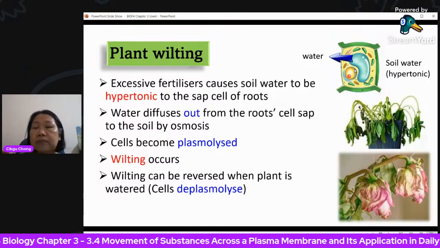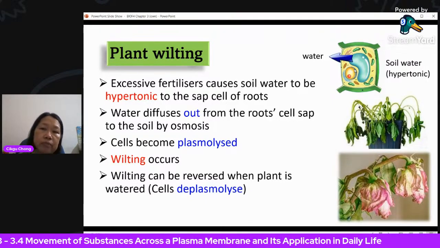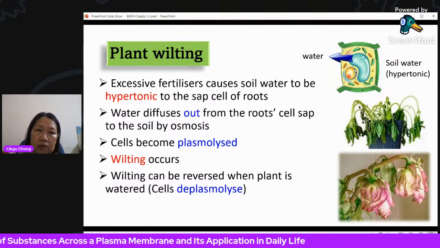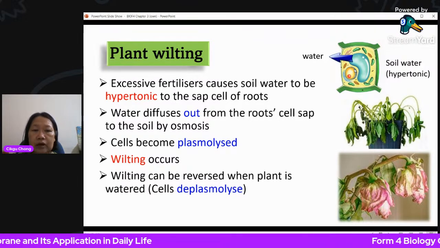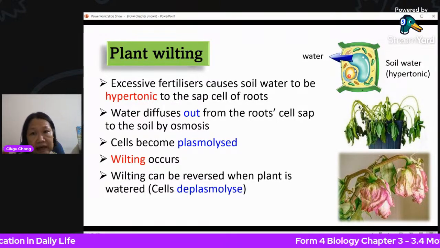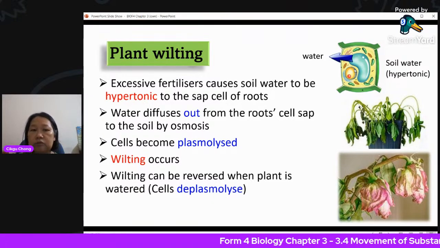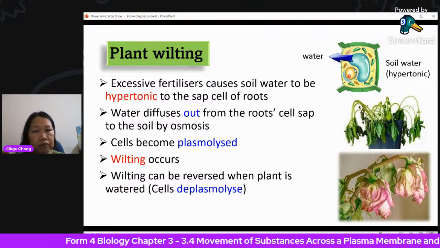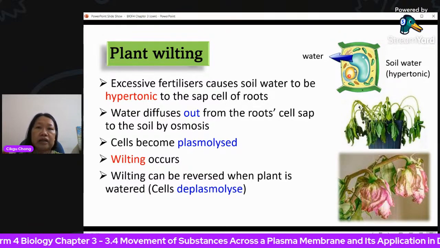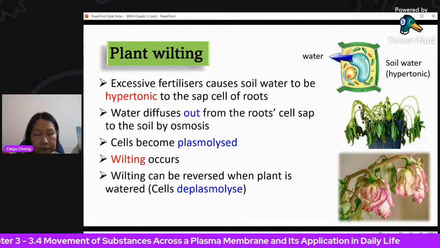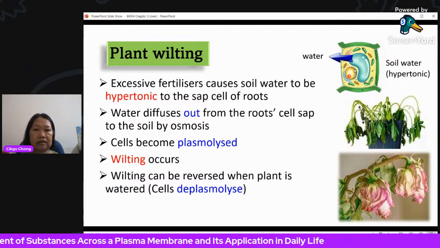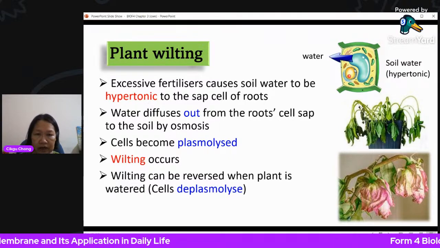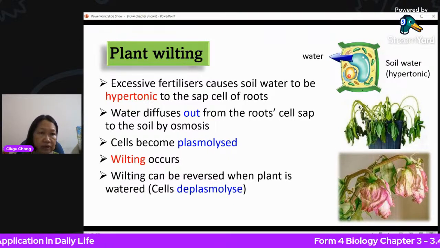So the cells will deplasmolyse when you put back water. That means you put pure water, you just put distilled water into the plant. Water will go back into the cell and the cell will be deplasmolysed. So the vacuole will expand again and it presses against the cell wall. So pressure is there. The plant will no longer be wilted. All right, so no questions here, right? So we'll just carry on.